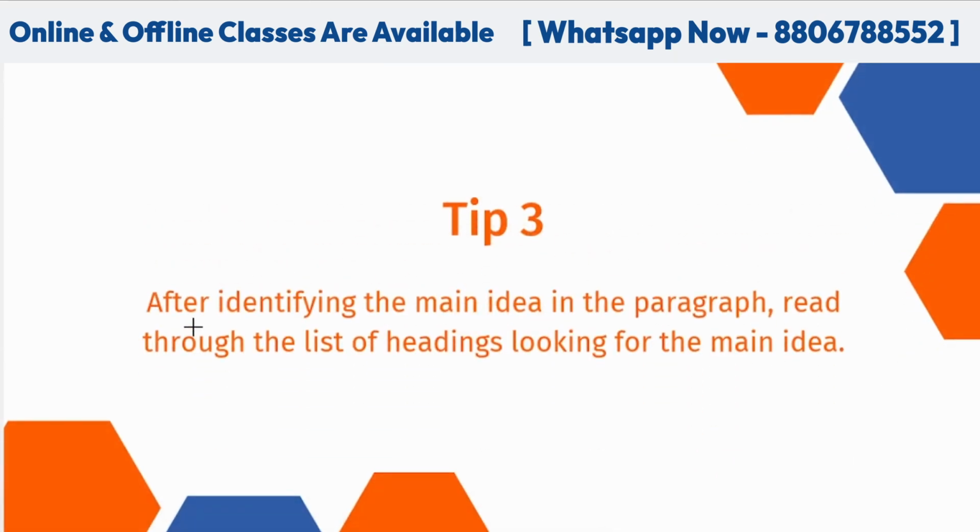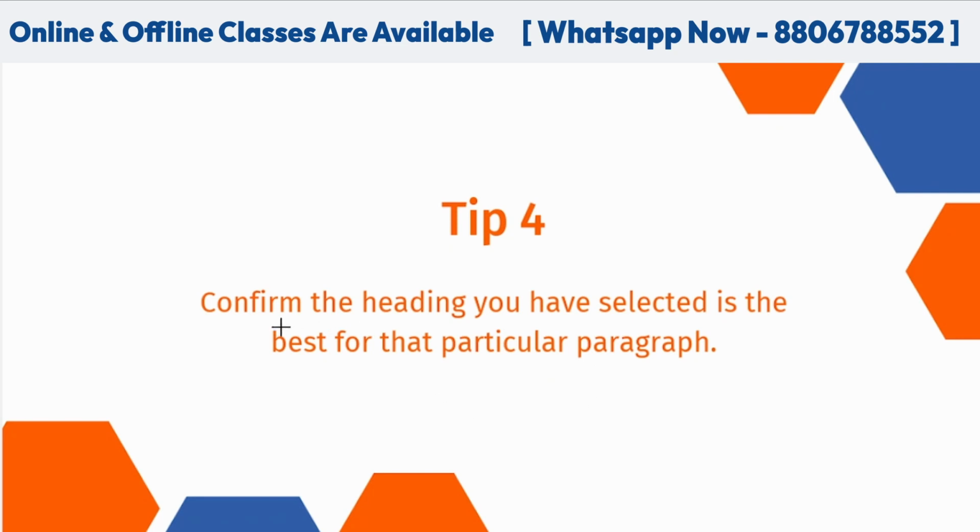The next tip is, after identifying the main idea in the paragraph, read through the list of headings looking for the main idea. So once you've read through the paragraph, you've found out what is the main idea in the paragraph, you need to then go through the list of headings to assign which is the most appropriate for that particular paragraph. The next tip is confirm the heading you have selected is the best for that particular paragraph. So you need to confirm it by checking.